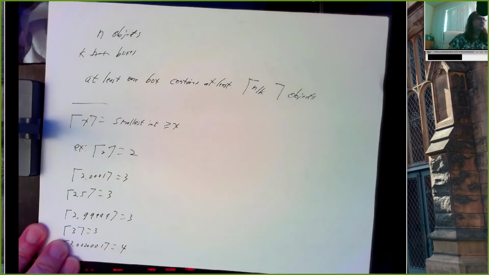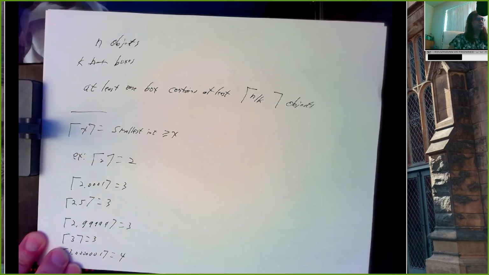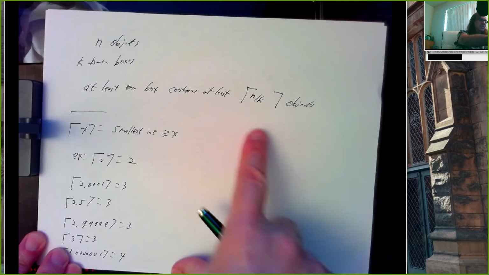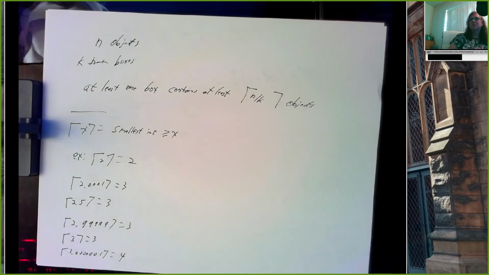So that's the ceiling operator. And the generalized pigeonhole principle says that if you have n objects and you put them into k boxes, at least one box contains at least the ceiling of n over k objects.